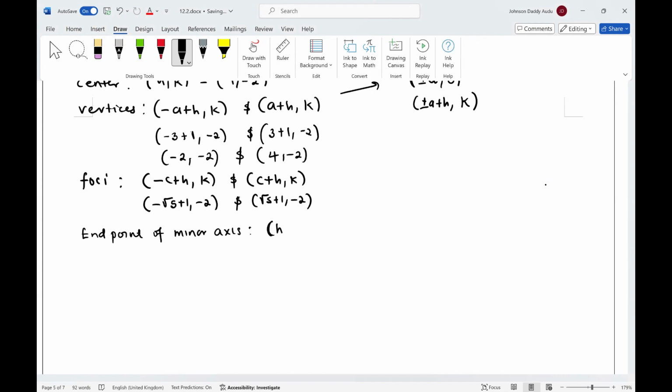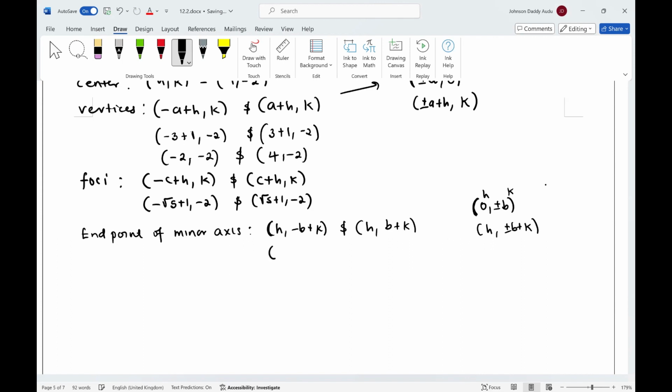So the changes will happen on the y-axis. So you have just h, minus b plus k, and h, b plus k. Now, if you remember, for horizontal, the minor is supposed to be at 0 and plus minus b, yes? That is when there is no shift. So what do you do? You just add h here and add k here. So it will become h, plus minus b plus k. And that is why we have these two formulas.